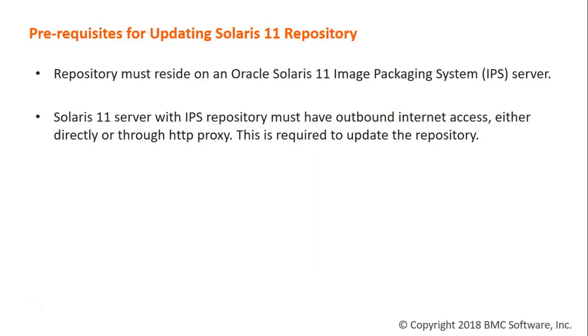Before we create an NSH script job, we need to ensure two things here. Number one, the repository must reside on an Oracle Solaris 11 image packaging system server, and number two, the Solaris 11 server with the IPS repository must have outbound internet access either directly or through an HTTP proxy. This is required to update the repository.